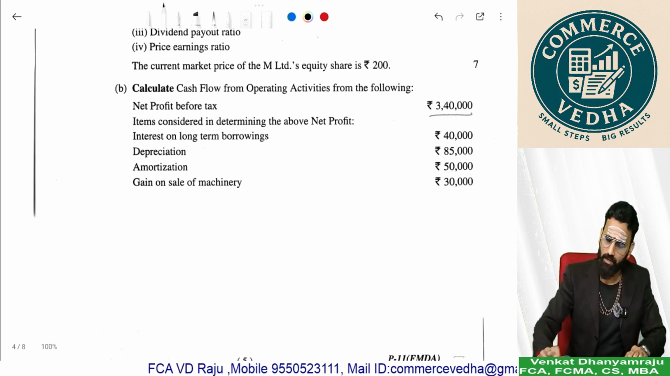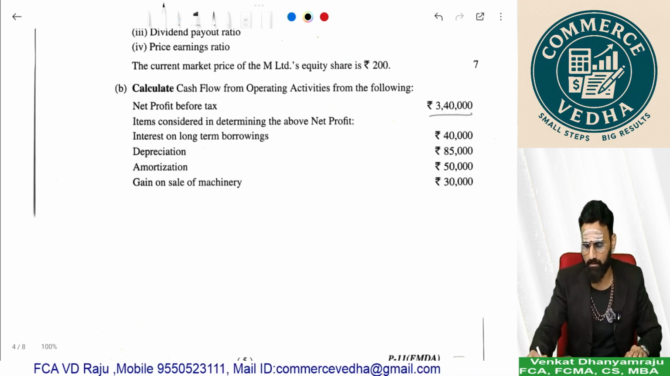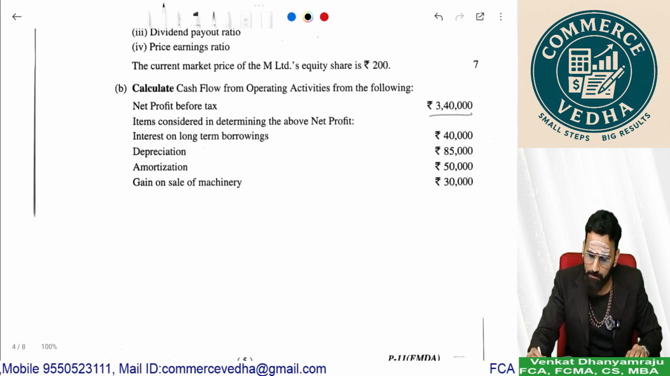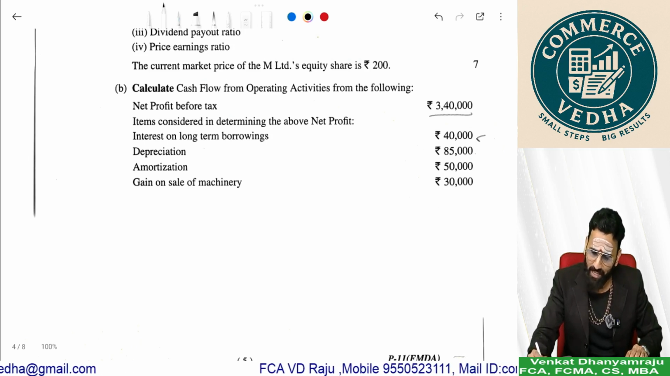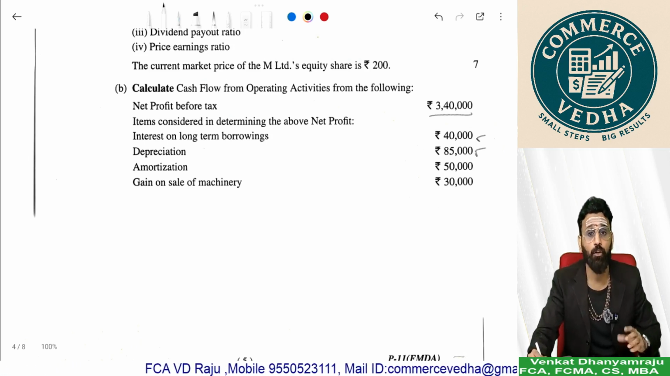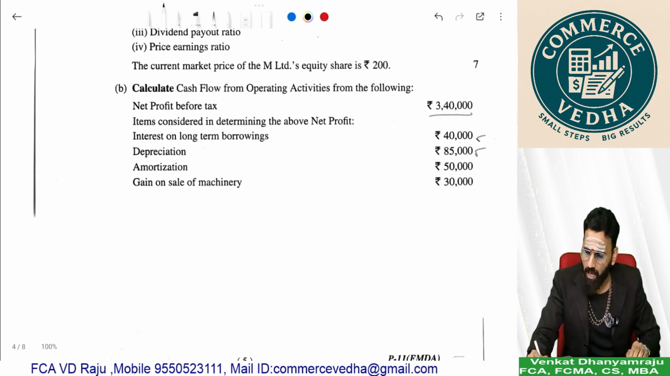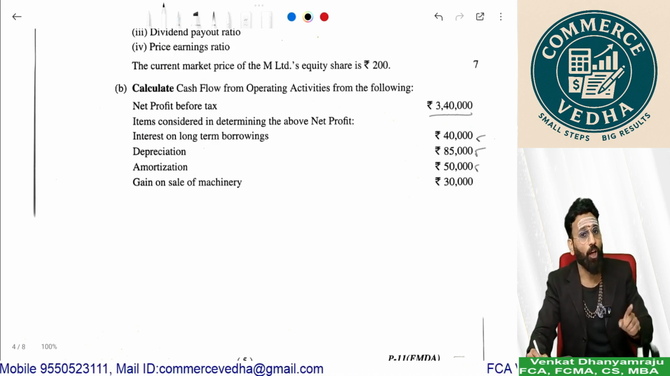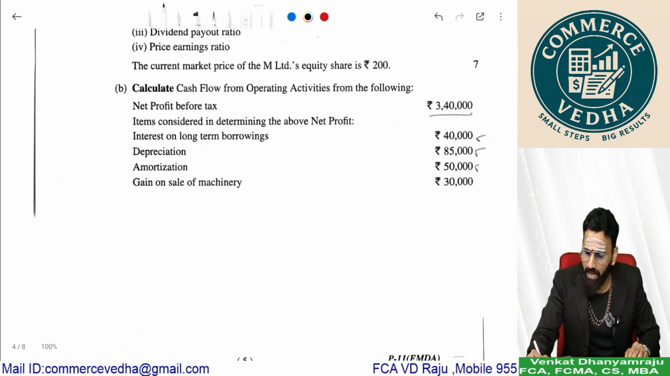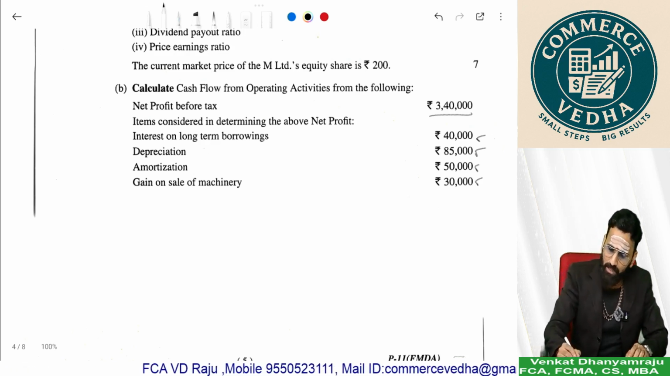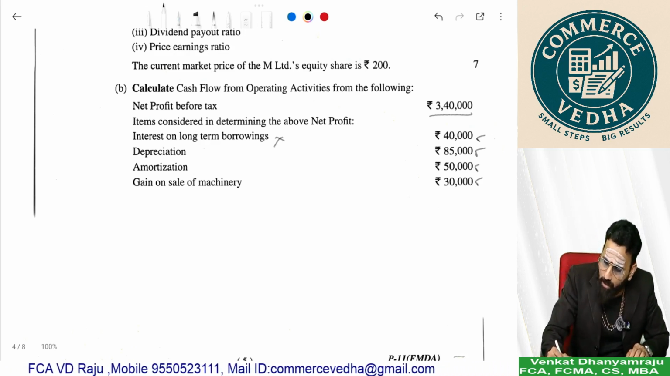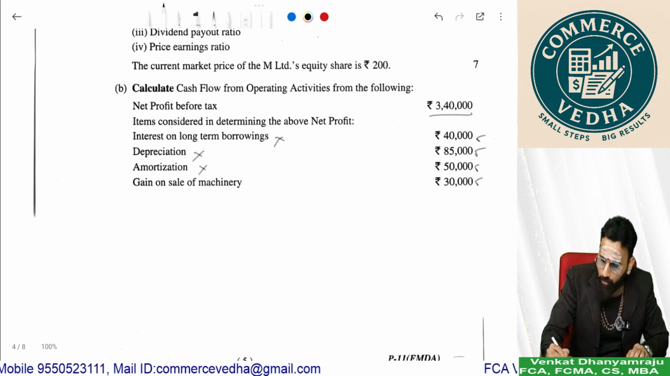Now let us read the question. Net profit before tax is given, depreciation which is a non-cash expenditure, interest on long-term borrowings which is non-operating expenditure, amortization again a non-cash expenditure, gain on sale of machinery a non-operating income. So these are actually not a part of operating cash flows.